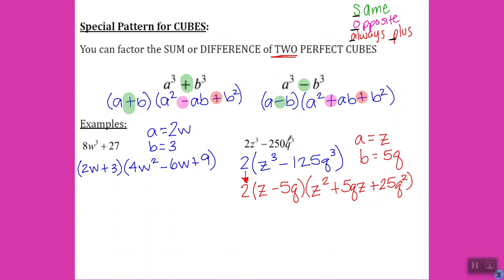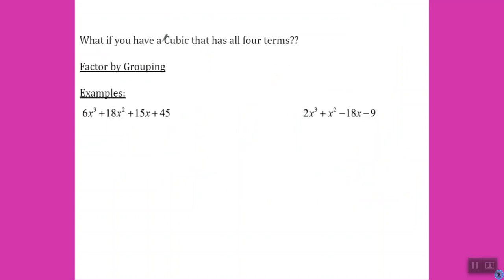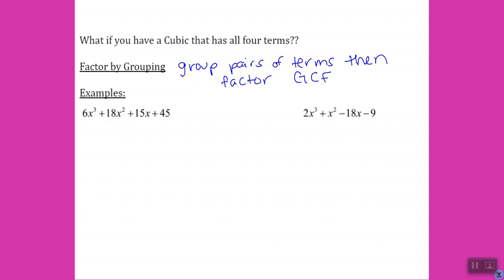So we're only going to have 2 terms at the beginning. Sometimes we have a cubic that has all 4 terms. It's got our x cubed, our x squared, our x, and our coefficient. So we're going to group pairs of terms, then factor the GCF. So group the first 2, group the second 2.